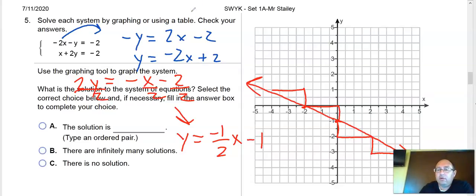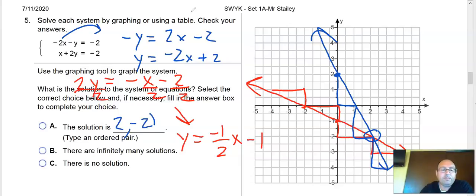And then in plus 2, and we're doing down 2 over 1, down 2 over 1, down 2 over 1. And obviously you could see the intersection point right there. So the solution to this one right here is 2, negative 2.